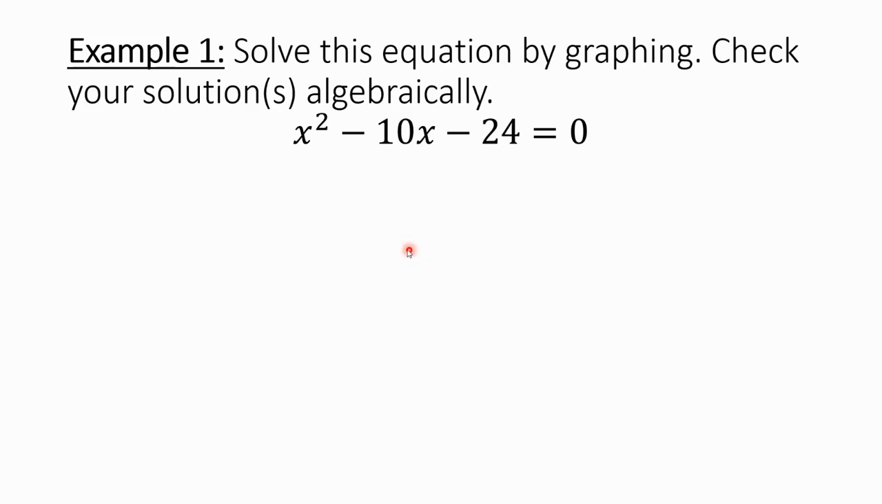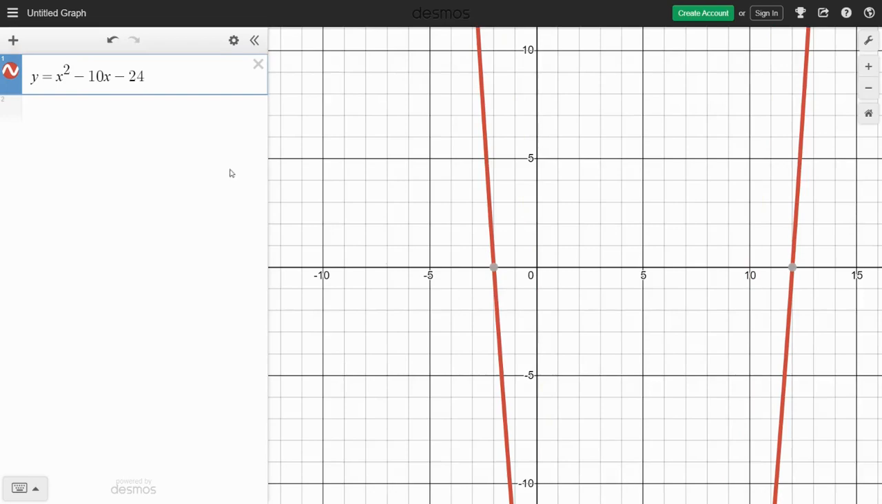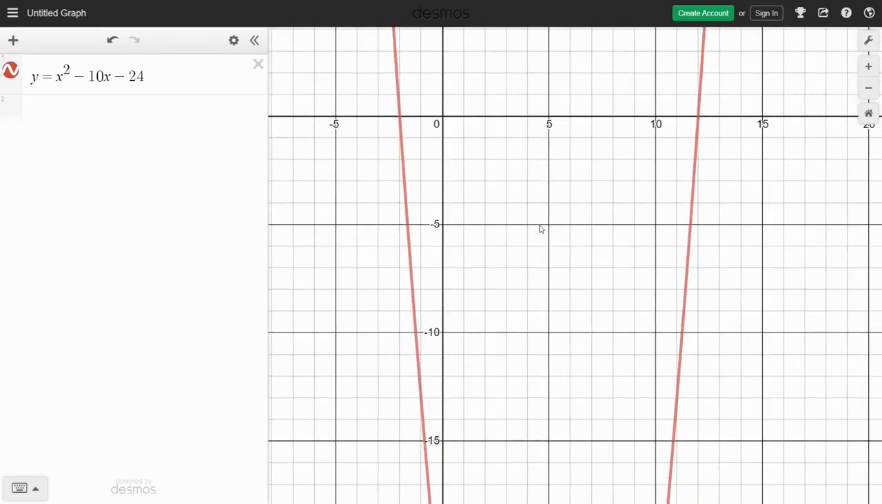All right, step 1 said make sure it's equal to 0. It is, so we don't need to do anything for step 1. Step 2 says graph the other side like it's a function. So we're going to head over to Desmos and graph y equals x squared minus 10x minus 24. All right, we got it typed in. Now what do we do?